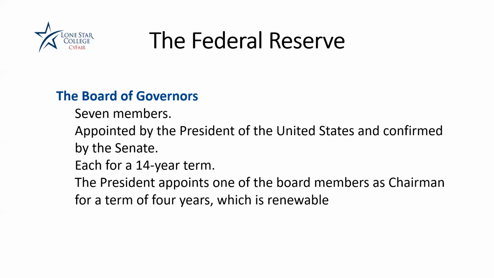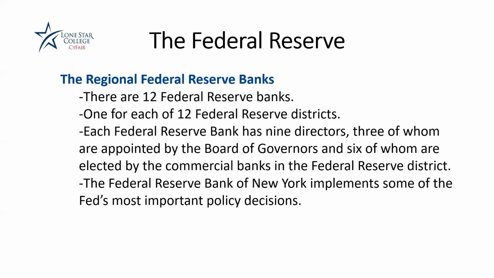They have 14 years, as you can see here. We have 12. I don't want to spend that much time. You can read all these slides. We have 12 regional Federal Reserve banks. I showed you their districts on the map. Each regional Federal Reserve has 9 directors. Again, 3 of them are appointed by the Board of Governors. I'm just reading from the slide. And then 6 are approved by the local commercial banks in that district.